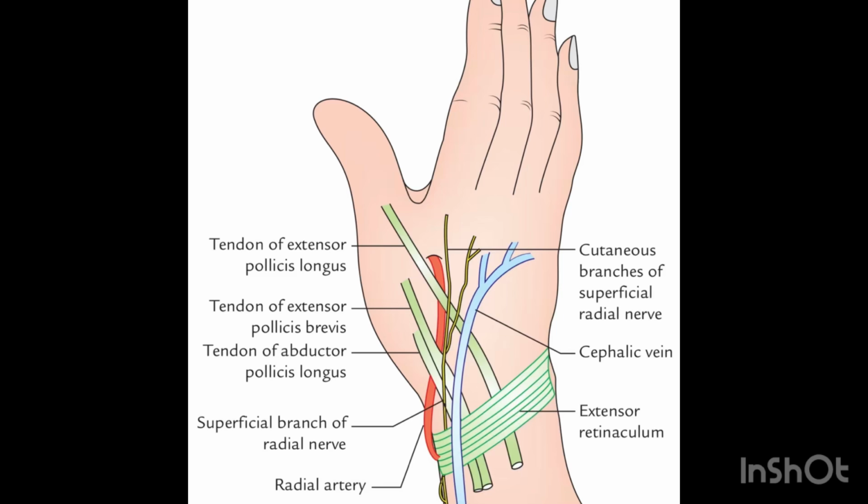Now superficially, what structures pass superficial to the anatomical snuff box, just deep to the skin? Inside the anatomical snuff box you can see the radial artery, and some branches of the radial nerve pass through there. But superficial to the skin, you can see the cephalic vein from medial to lateral side, and the terminal branches of the superficial radial nerve from lateral to medial side. So it's different: from medial to lateral side is the cephalic vein, while from lateral to medial side is the terminal branch of the superficial radial nerve, while inside the anatomical snuff box is the radial artery.